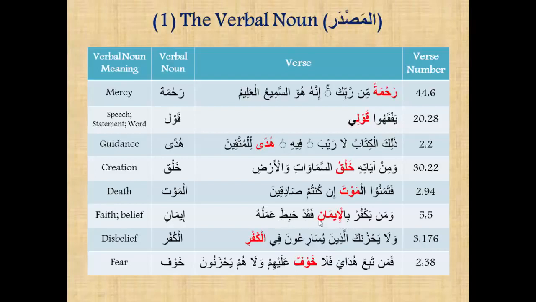The masdar here is الْإِيمَانِ, which means faith or belief, which comes from the verb آمَنَ يُؤْمِنُ, which means to believe. وَلَا يَحْزُنْكَ الَّذِينَ يُسَارِعُونَ فِي الْكُفْرِ. الْكُفْرِ, which means disbelief, is the masdar, coming from the verb كَفَرَ يَكْفُرُ, to disbelieve.